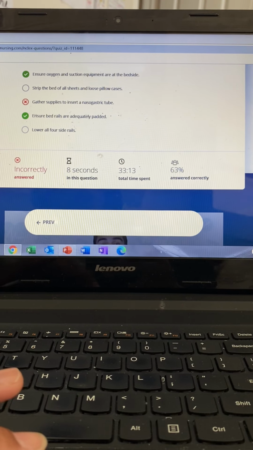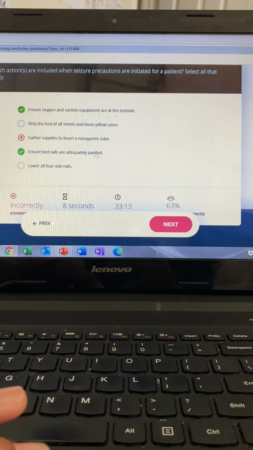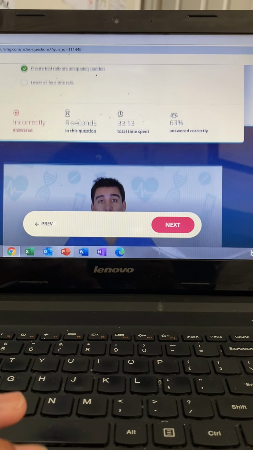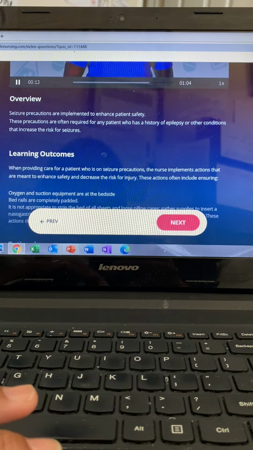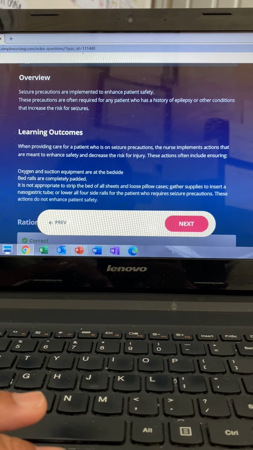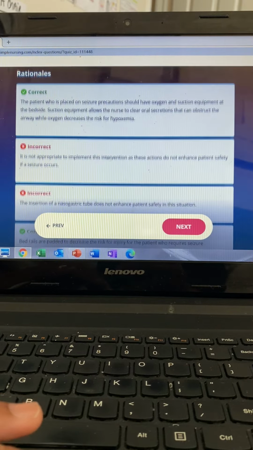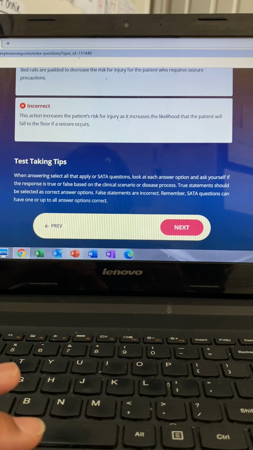Now using our 3 steps, let's break this down. This question is asking for the actions to include for the key problem, initiating seizure precautions for a patient. So anytime you hear seizure precautions, guys, we're thinking safety, padded side rails, and keeping that airway open while monitoring the breathing. So the solutions we're looking for are correct implementations for this patient.